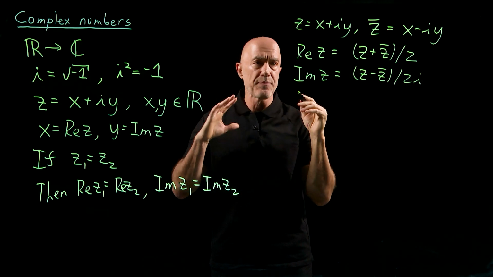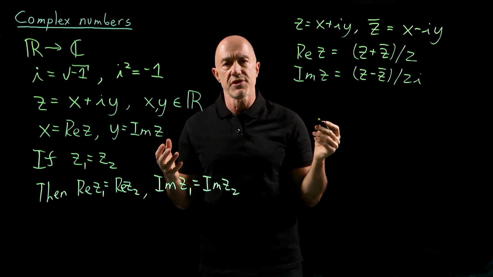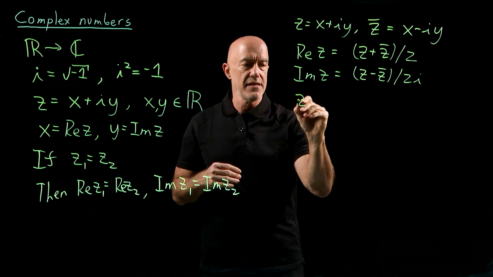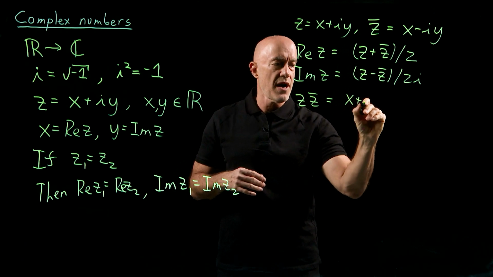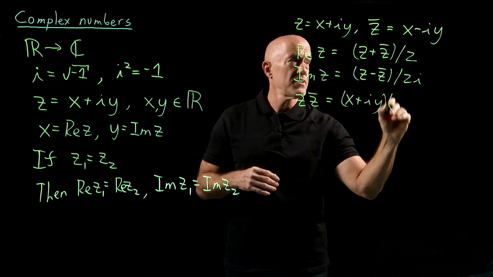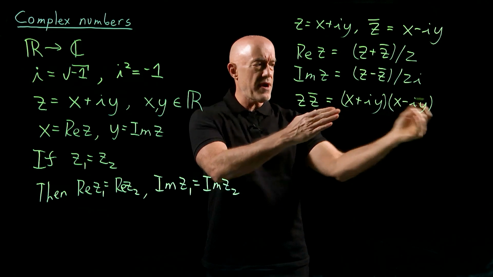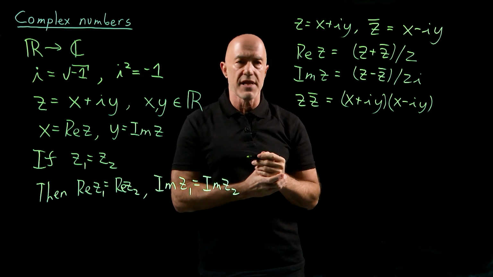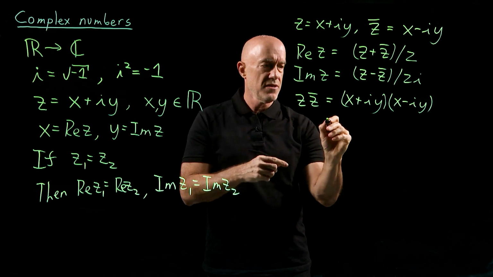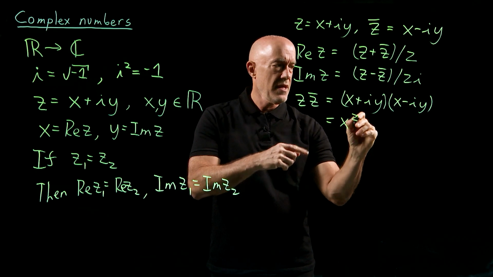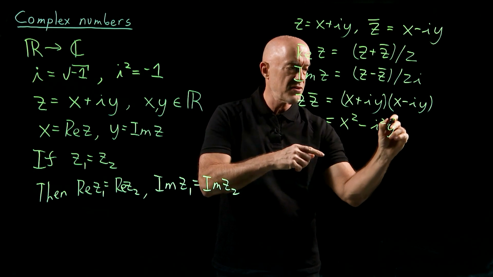Okay. If we multiply these two numbers, using the usual rules of multiplication, we would get z times z bar. That would be x plus iy times x minus iy. And of course, if you remember how to multiply polynomials like this, the cross term will cancel because we have a plus and a minus. So we'll get an x squared. And then we'll get a negative minus i squared y squared.